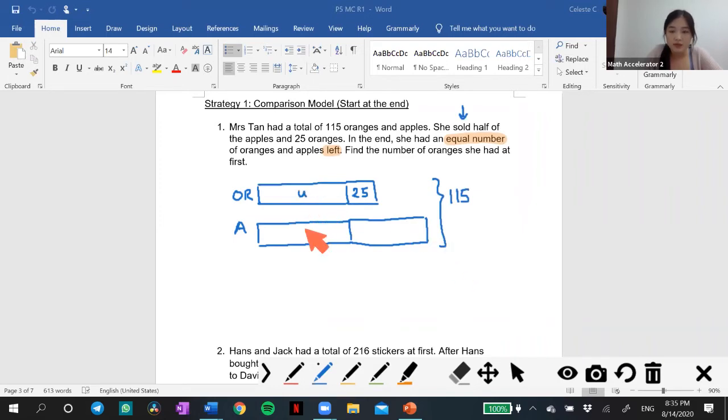So all of these 3 units here are equal. And you see there's this excess here, this extra 25. So if we take away the 25, you can have 3 units. So what is that? Okay, good. Some of you calculated already, 90. So you can find 1 unit, 30. You divide by 3.